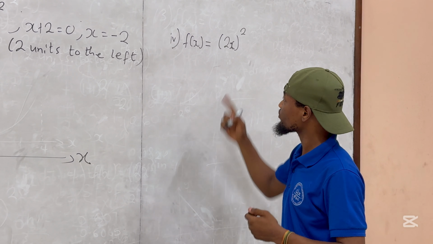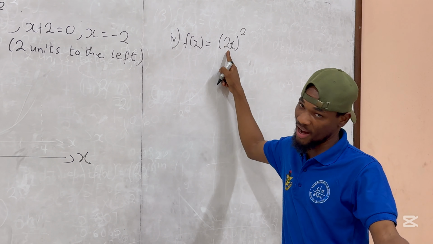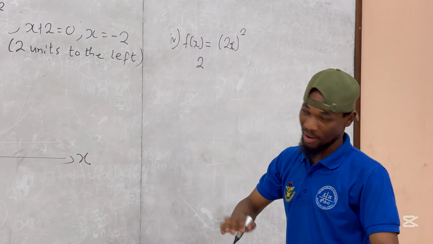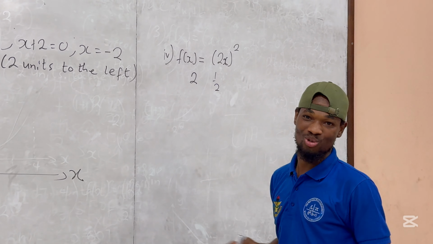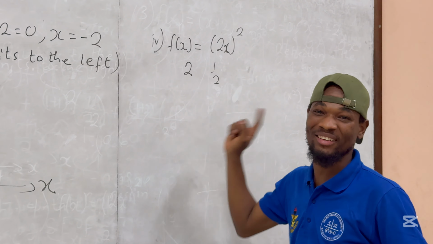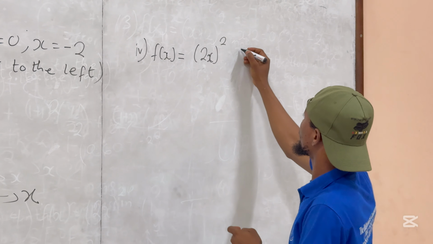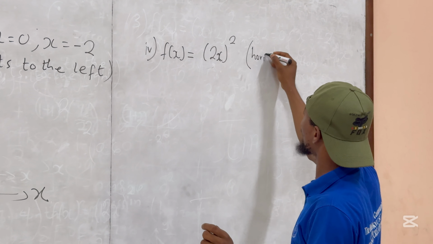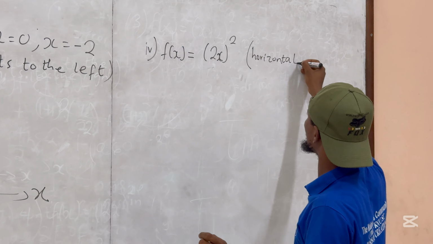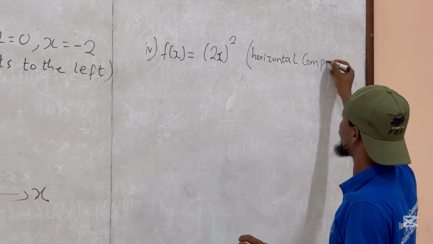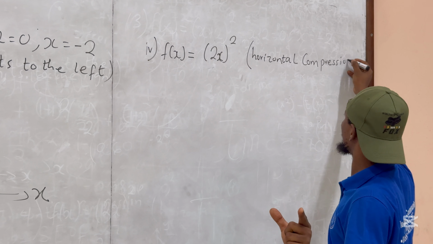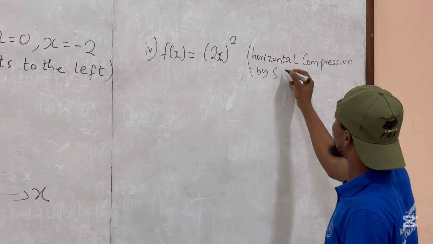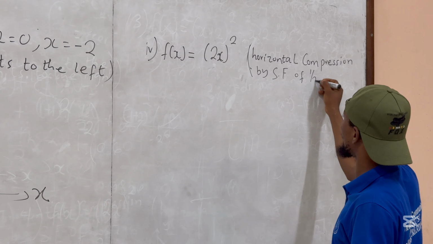What do I mean by this? What do you see here? You see the number 2, right? So I write 2. And the reciprocal of 2 is what? Is 1 over the number. So 1 over the 2. So this will be what? The scale factor. So this will be, we are doing it horizontal, right? So horizontal compression. Why compression? So horizontal compression by scale factor of what? Of 1 over 2, half.